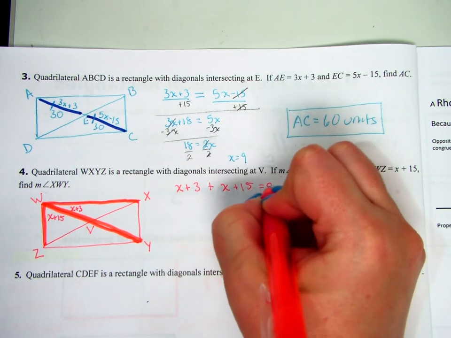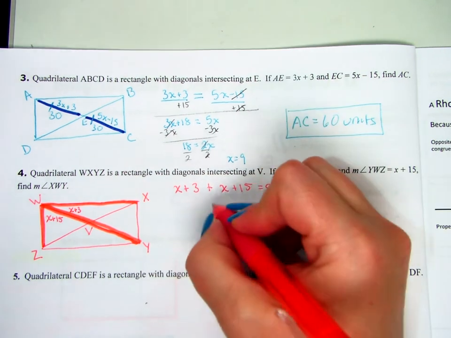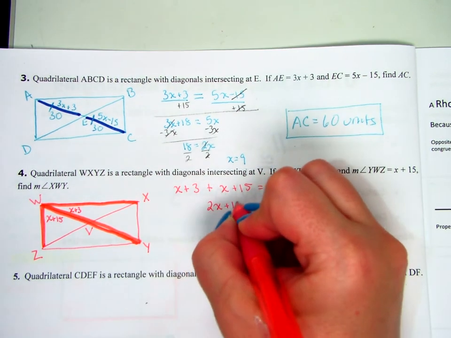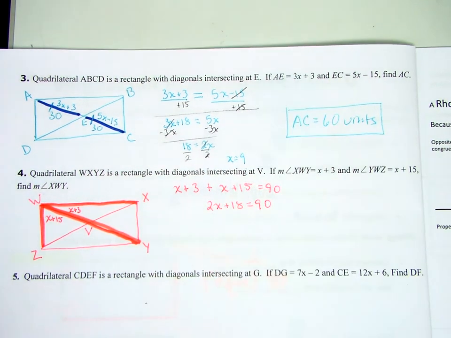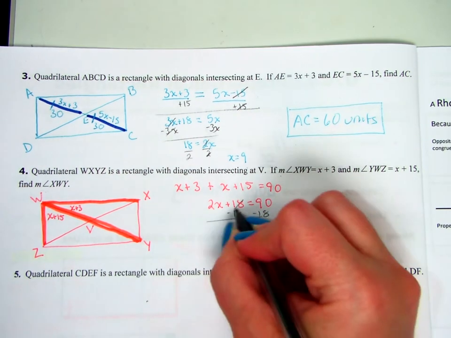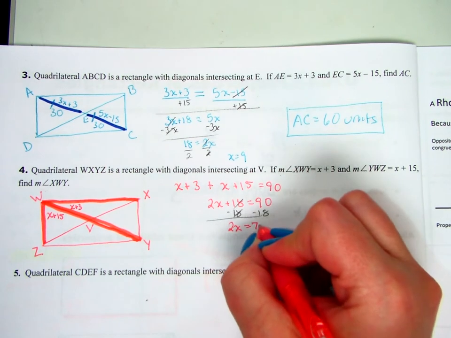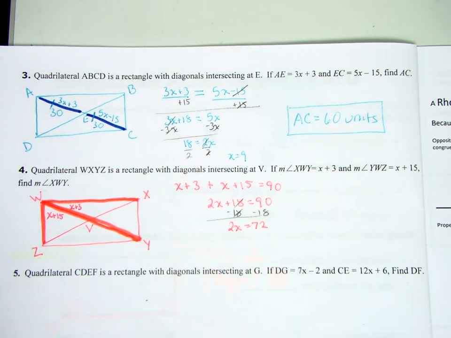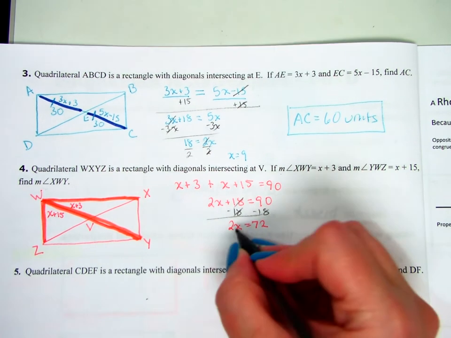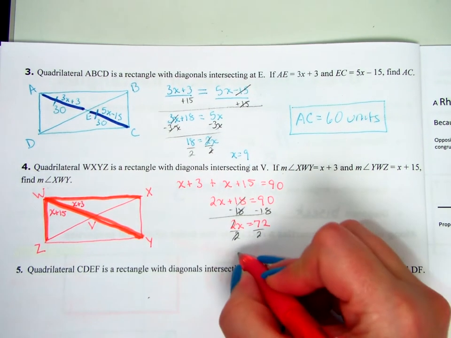equals 90. Combine like terms, how many x's? How many constants? 18. Then what do we do? Subtraction property of equality. 2x equals. Then what? Divide by 2. Division property of equality. X equals 36.